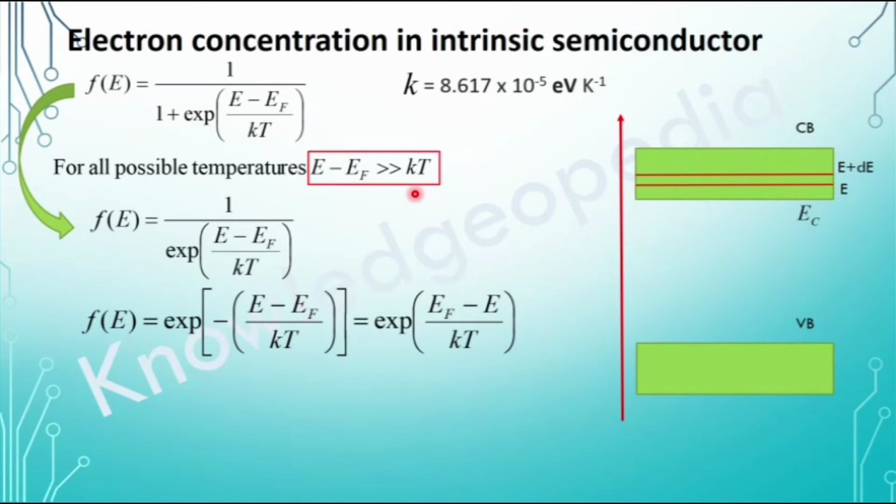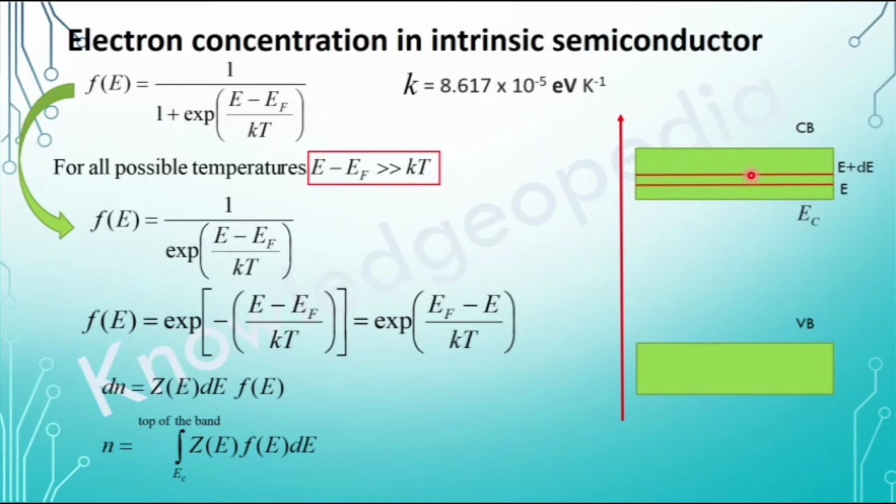Now we have both the functions, that is the density of states and the probability function. Using these two, we can write the electron concentration between E and E plus dE, that is dN equals Z of E dE, this is the density of states, and this is our probability function. dN is the electrons lying between E and E plus dE.